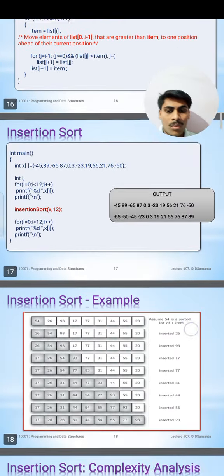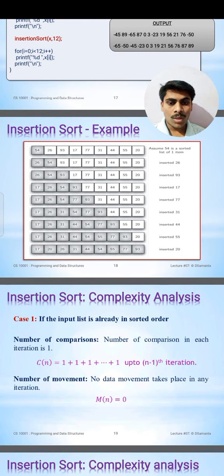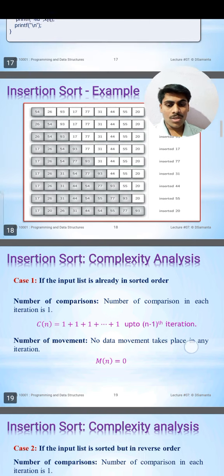Next, insertion sort example, case 1: the input list is already in sorted order. The number of comparisons in each insertion: C(n) = 1 + 1 + 1 and so on up to the (n-1)th iteration. No data movement takes place in any iteration, so M(n) = 0.